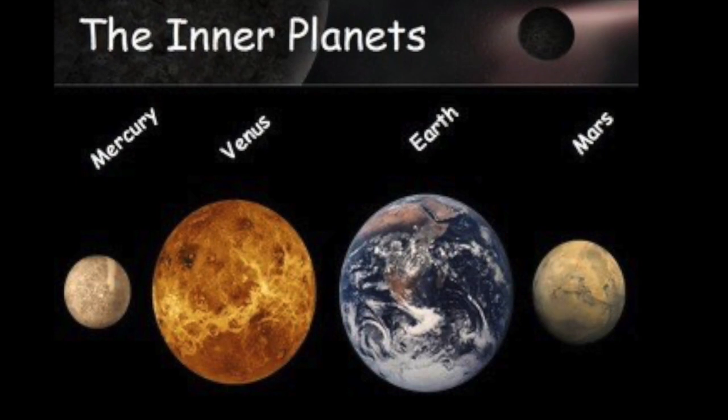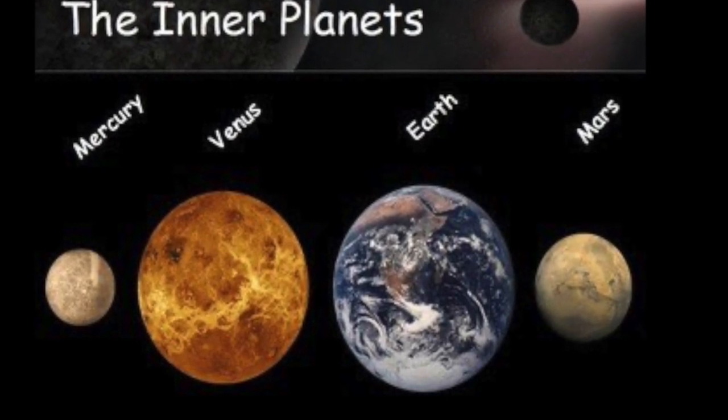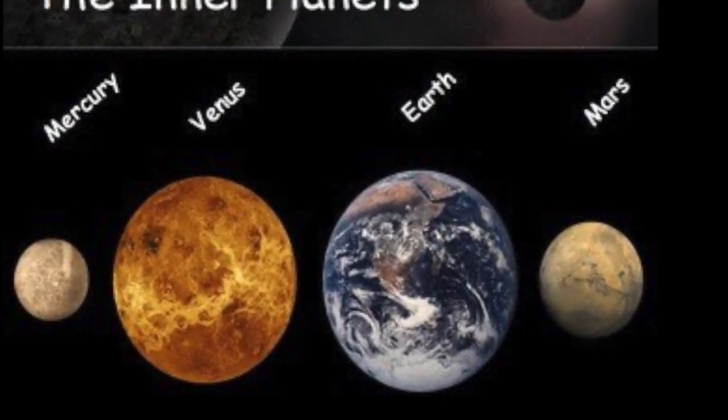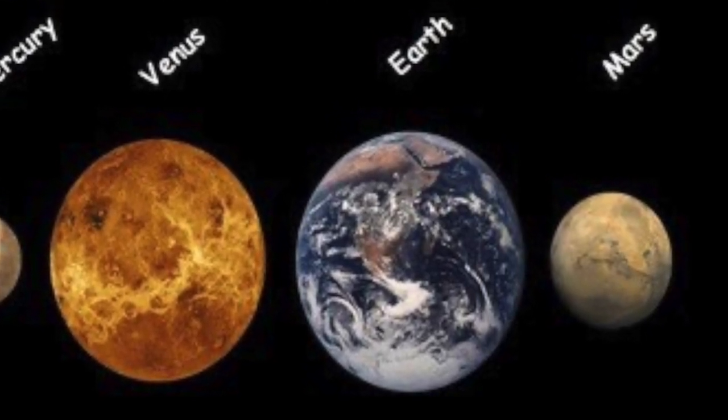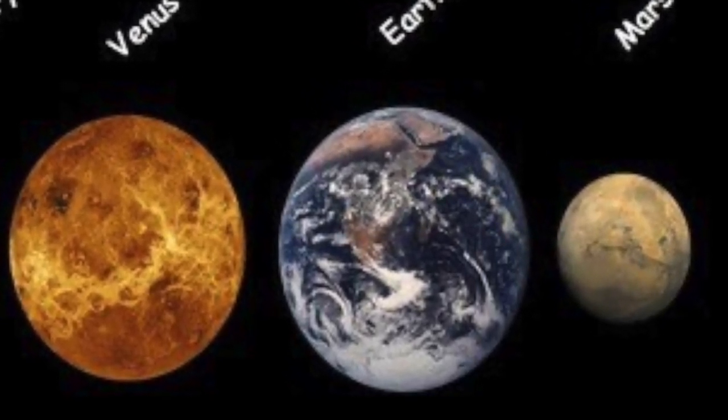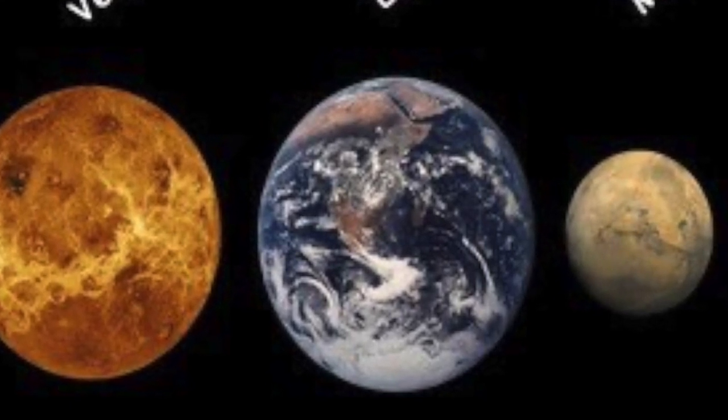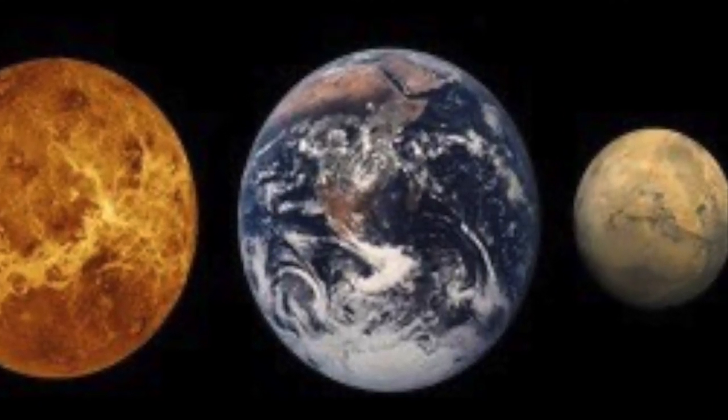Earth is the third planet from the Sun. It has an atmosphere made of mostly nitrogen, oxygen, and carbon dioxide. Earth is the only planet known to have abundant liquid water, which helps to keep Earth at temperatures that allow life.